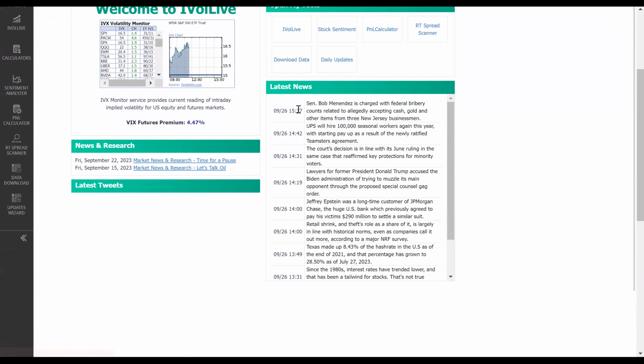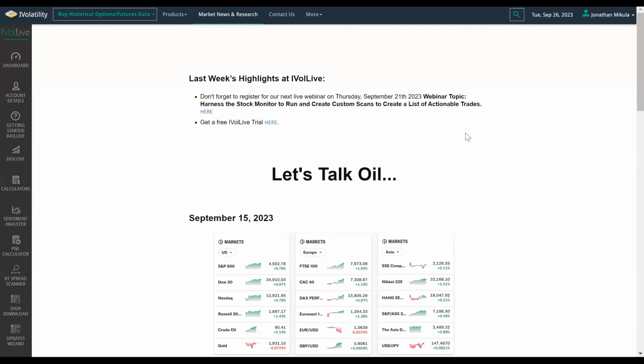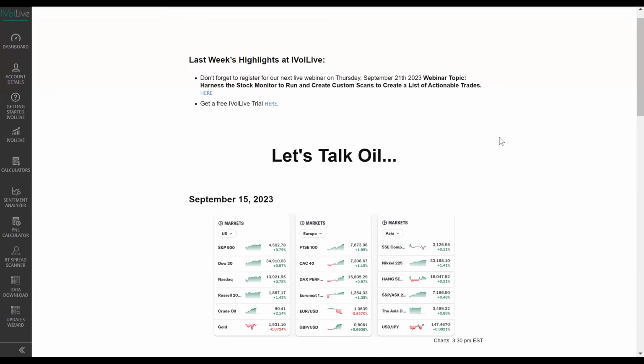Here, I have some examples in mind, but if I didn't have examples, what I would do is come here and read through the latest news to see if there's anything that caught my eye. The other thing I would encourage everybody to do is always go to this news and research section. This is where we have our editorial that we put out at IVolLive. So if it makes it here, that means we're particularly interested in what's going on.